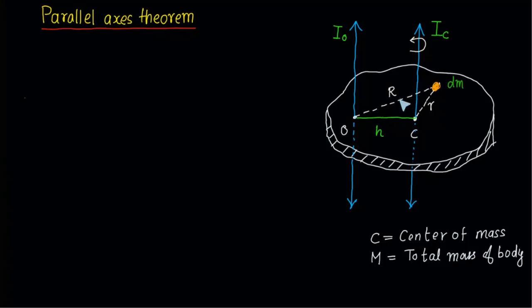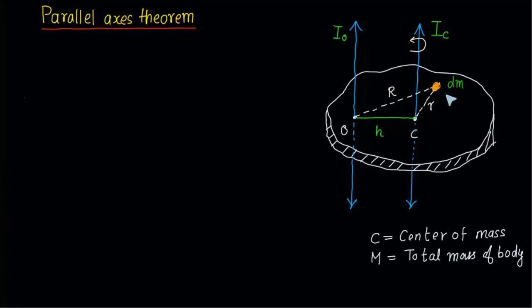Mind it, both are variables. This capital R as well as small r are both variable because the location of dm is going to change throughout the body. I have considered an arbitrary location, but this location is not fixed. It means dm can be anywhere in the body. So if dm can be anywhere in the body, these values of capital R and small r will keep on changing.